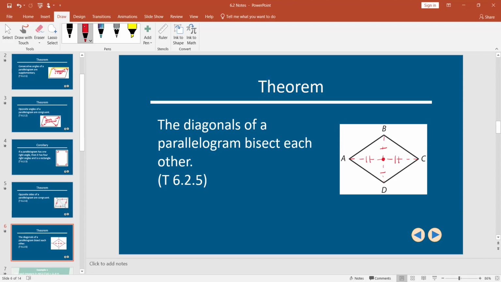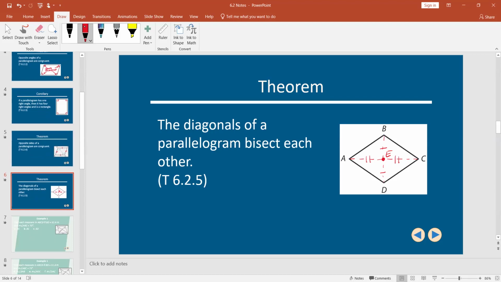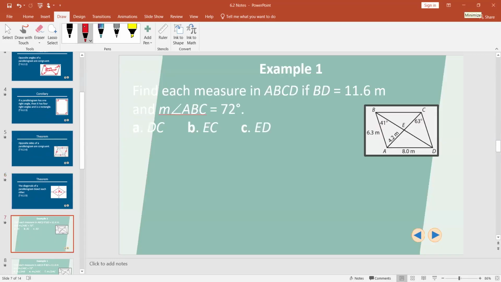Now, you can see if I name this point E, AE is congruent to CE, but it is not necessarily congruent to the other sides of the other diagonal. Like BE is not necessarily congruent to AE, but it is congruent to DE, the other half of that same diagonal. All right, so let's look at how we can use this information to determine the length of sides and the measurements of angles.